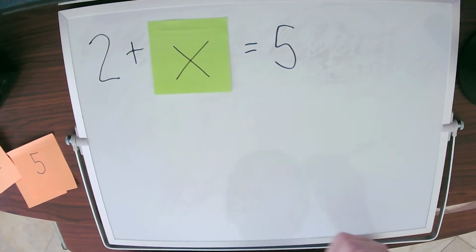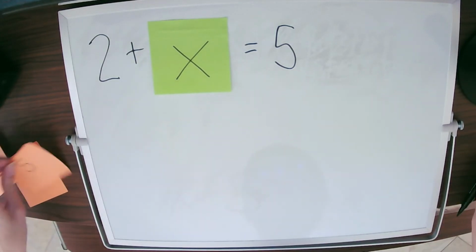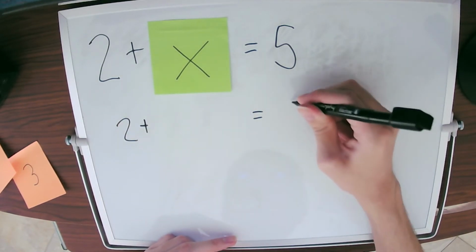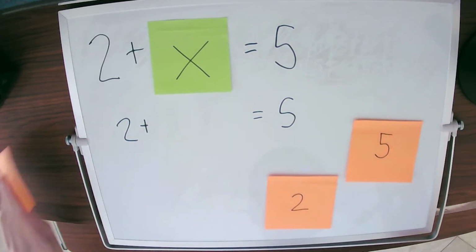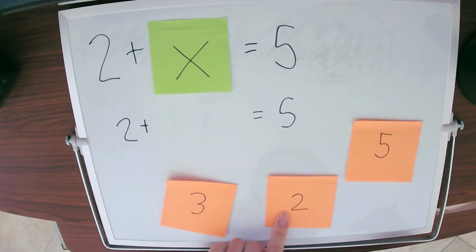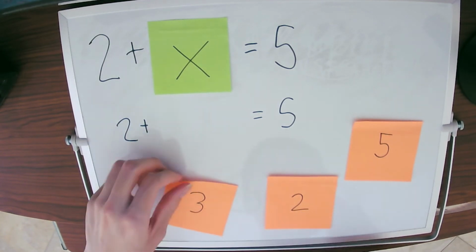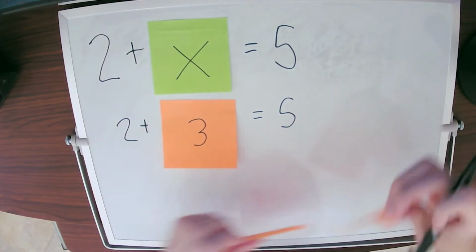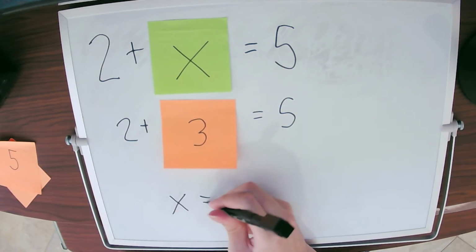And then you ask the student, 2 plus what is 5? Is it 2? Is it 3? Is it 5? Does 2 plus 2 equal 5? No. Does 2 plus 5 equal 5? No. Does 2 plus 3 equal 5? Yes. So 2 plus 3 equals 5. So what is x?